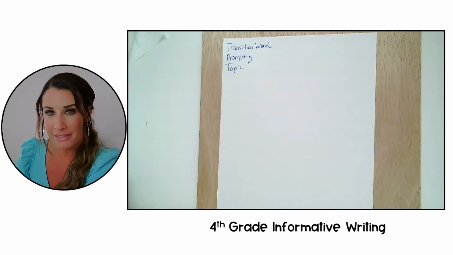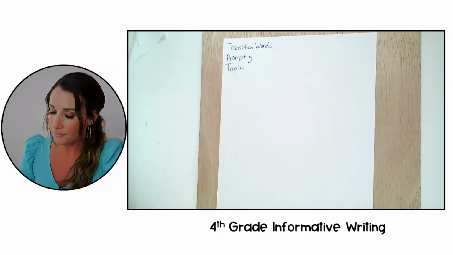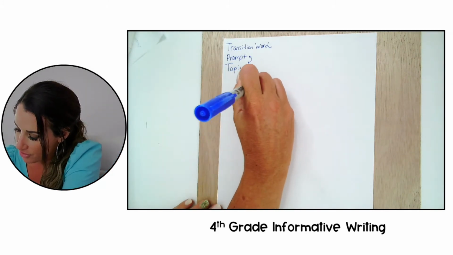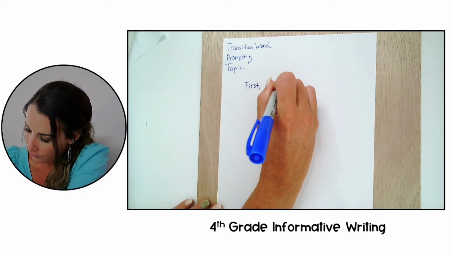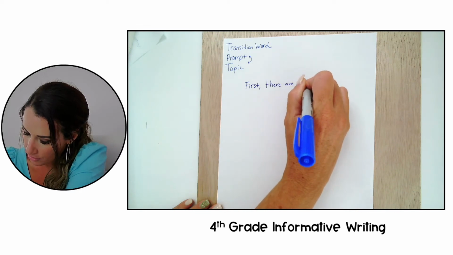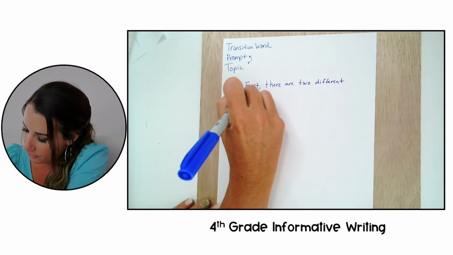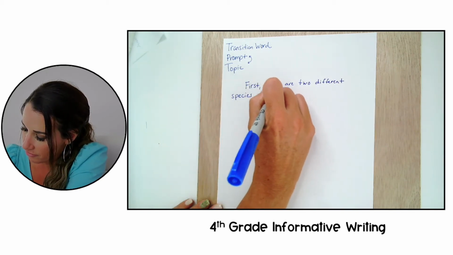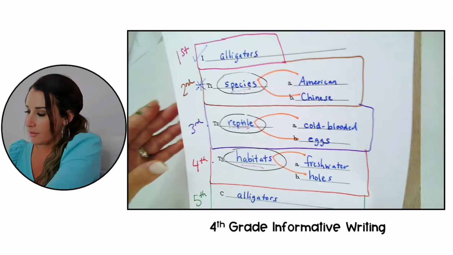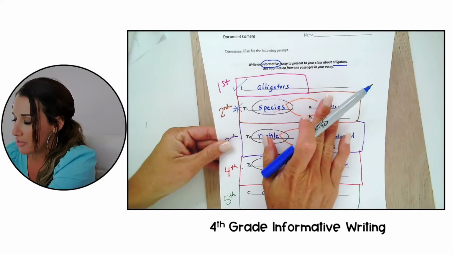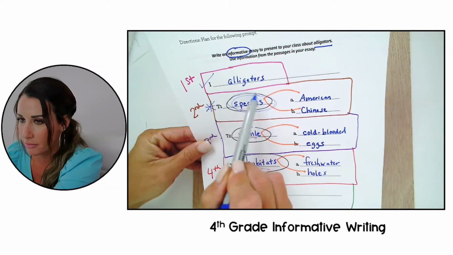So if I'm on T1 and I'm going to write my T1 topic sentence, I could write, "First, there are two different species of alligators." My topic one is species. I am not mentioning American or Chinese yet. That is when I get into the middle paragraph and the rest of the sentences. Right now, I'm just naming the topic.